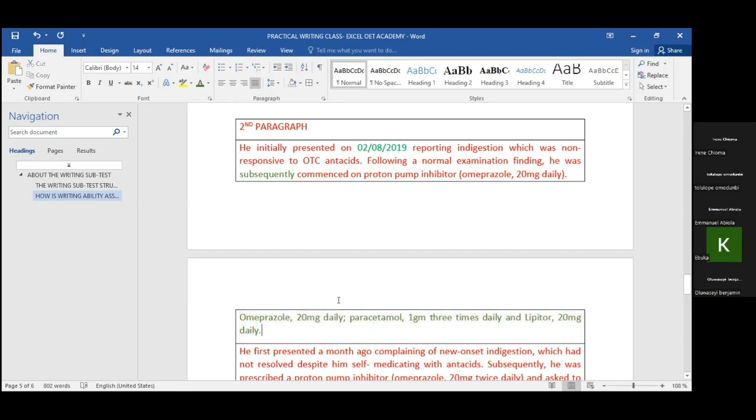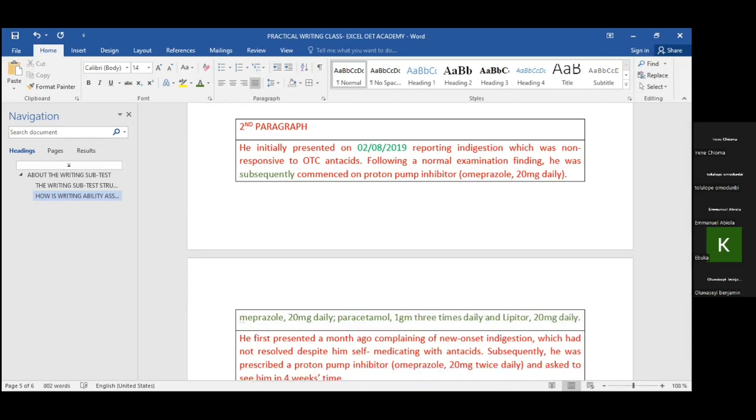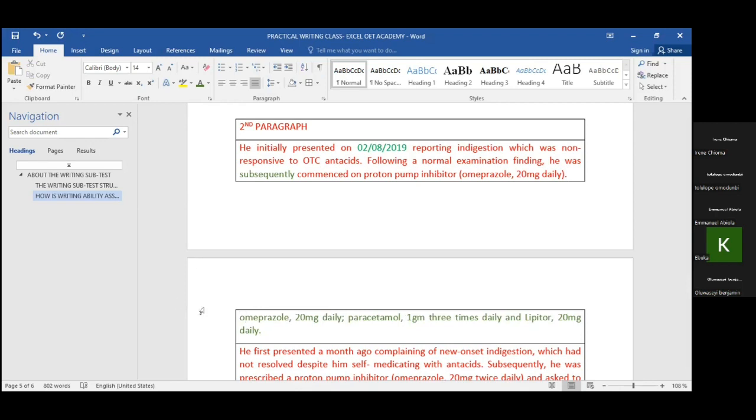Now, look at this. This omeprazole, is it correct? The way I wrote this omeprazole, with the capital letter O? No, because it's a generic medication. So I write it like this. But look at this. If you're having 3 medications to write in your OET writing, please don't just write omeprazole, comma, 20 milligram daily, then comma, paracetamol, comma, 1 gram 3 times daily.